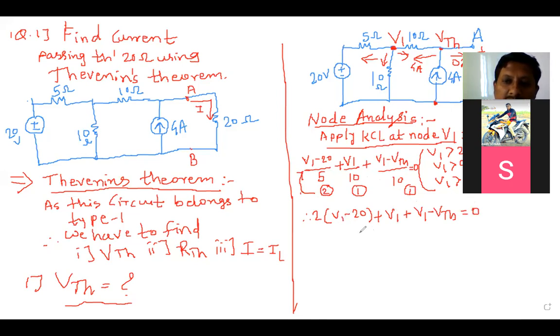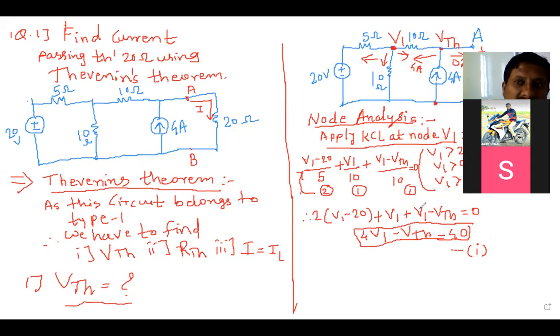2V1 plus V1 plus V1, that is 4V1 minus VTH. So 2 into minus 20 is minus 40, goes to the right hand side, becomes plus 40. This is your first equation, equation number 1. Now two unknowns are there, V1 and VTH, so we can get a second equation here.